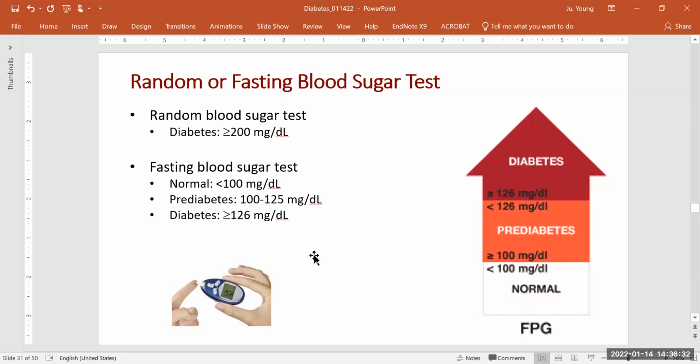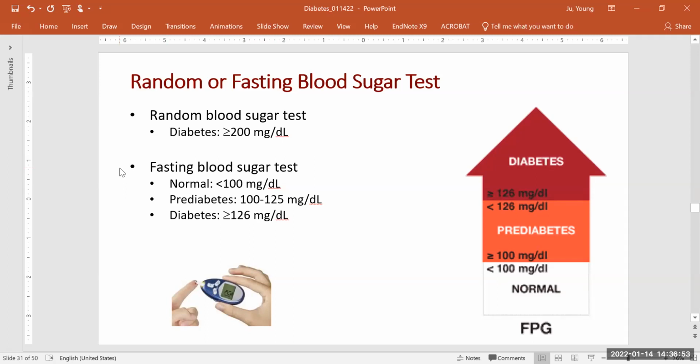For the random blood sugar level test, a tiny amount of blood sample will be taken at a random time. Regardless of when you last ate, a random blood sugar level of 200 milligrams per deciliter or higher indicates diabetes.